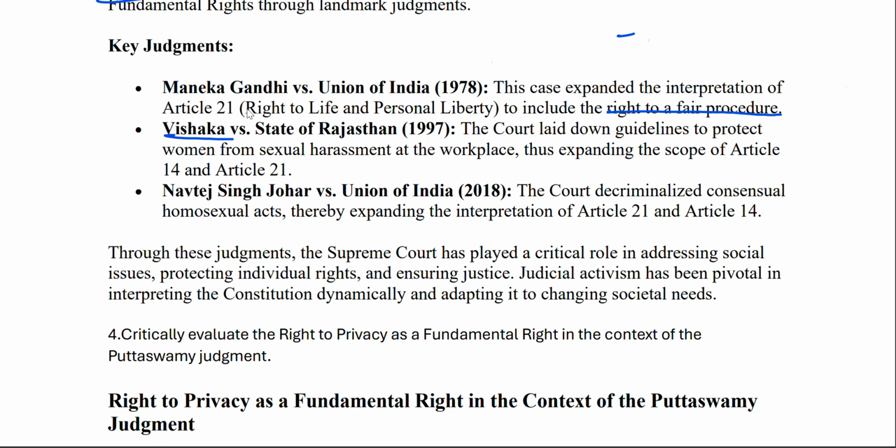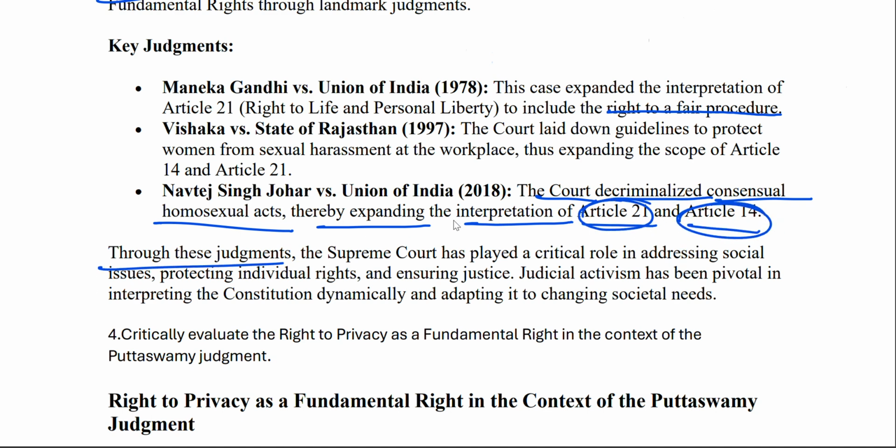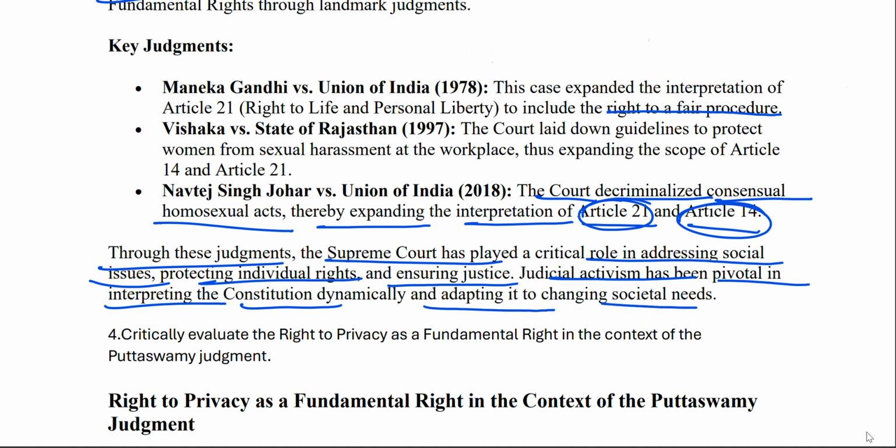Navtej Singh Johar versus Union of India is decriminalization. The court decriminalized consensual homosexual acts, thereby expanding the interpretation of Article 21 and 14. Thus, through these judgments, the Supreme Court has played a crucial role in addressing social issues, protecting individual rights, and ensuring justice. Judicial activism has been pivotal in interpreting the Constitution dynamically and adapting it to the changing societal needs.